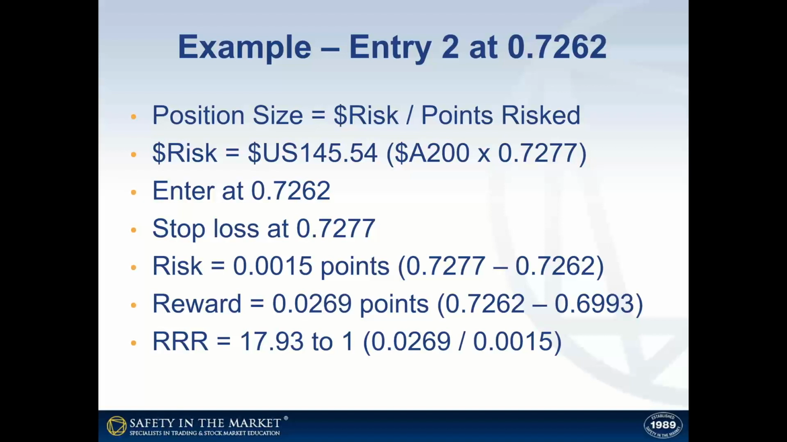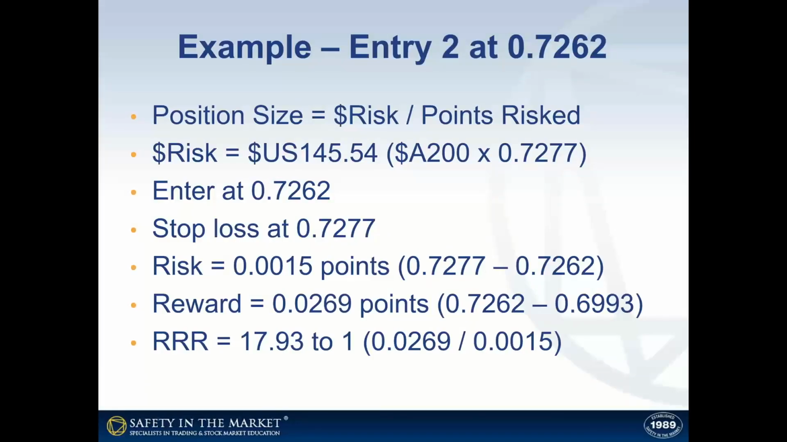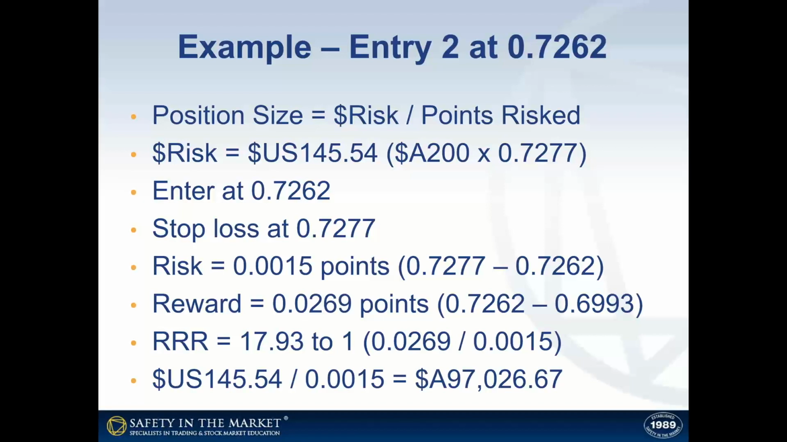So the last step here is to calculate our position size. I'll let you go ahead and do that now. Pause the recording and do that on your calculator. So I hope you got the same answer as me. US $145.54 divided by 15 points risked gives us a position size of $97,026.67. And for the purposes of this exercise, we will round that down to 97,000.